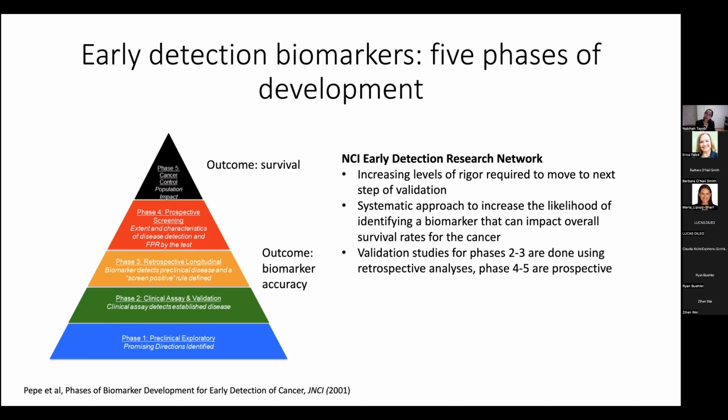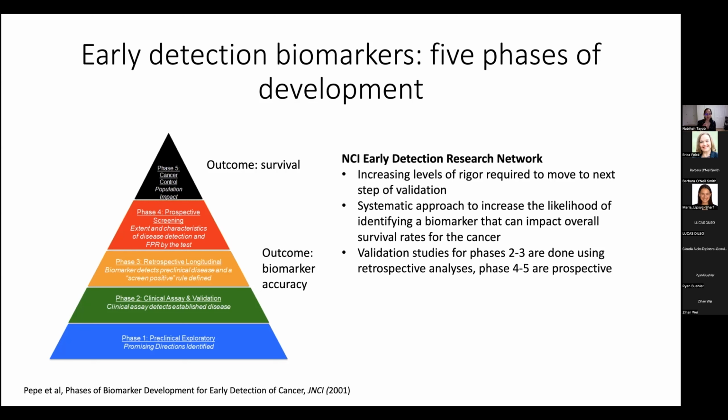But that's the first level of the intended use. The key intended use of an early detection biomarker is to detect preclinical disease, intervene at an early stage with a treatment that then improves mortality. So when we get to phase 4 and phase 5, our goal now is to get towards evaluating the biomarker for its goal, which is, can we use early detection biomarkers to improve mortality for that cancer?